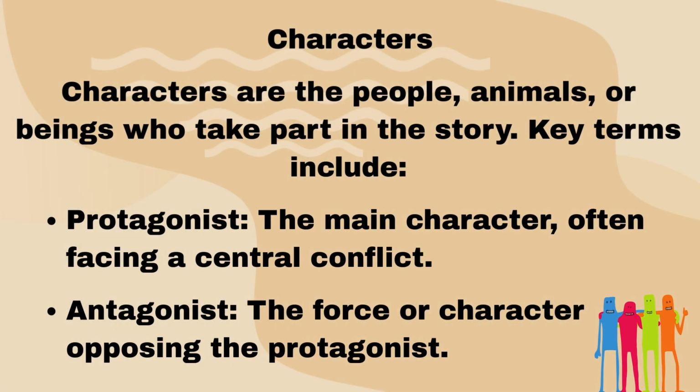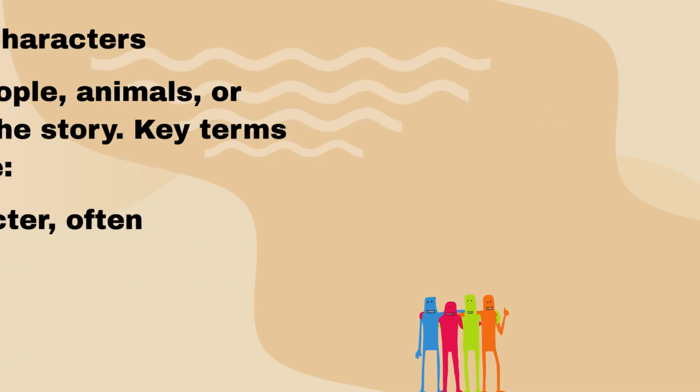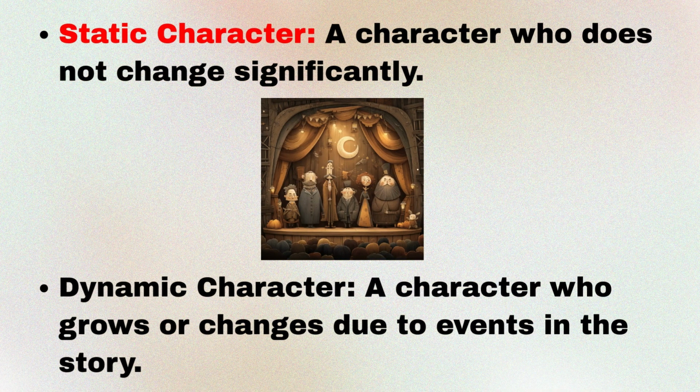Characters. Characters are the people, animals, or beings who take part in the story. Key terms include protagonist, the main character, often facing a central conflict. Antagonist, the force or character opposing the protagonist. Static character, a character who does not change significantly. Dynamic character, a character who grows or changes due to events in the story.